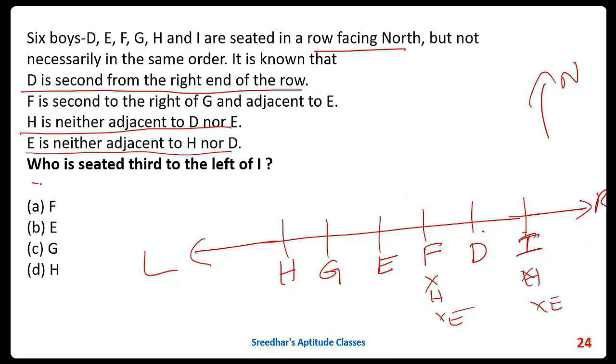Now the question: who is seated third to the left of I? Here is I. Third to the left of I is 1, 2, 3. E. So answer option B. Yes, it's B.